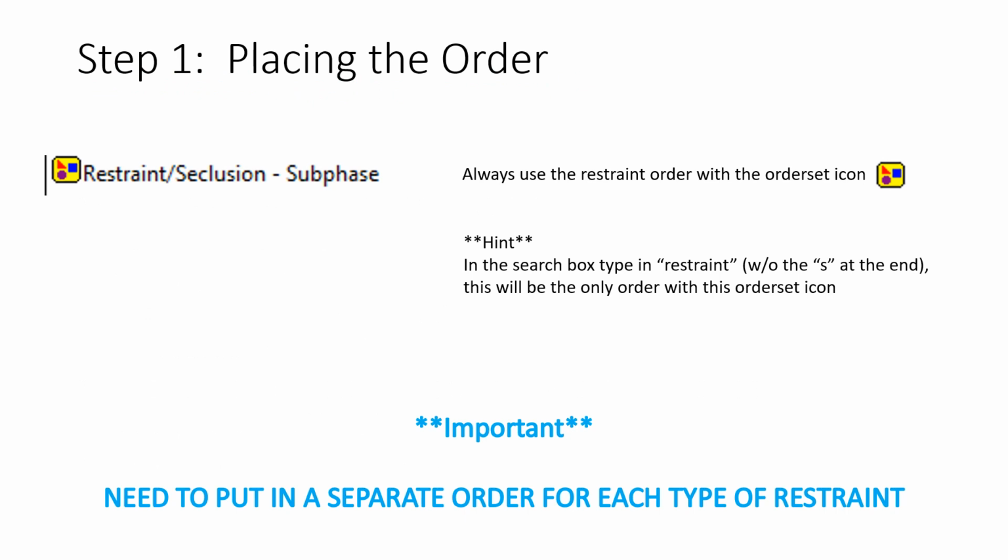Step 1. Placing the order. Always use the restraint seclusion subphase order set, which is used for both nonviolent and violent types of restraints. This restraint order will follow that restraint until it is discontinued. If we place a new restraint, we need a new restraint order.